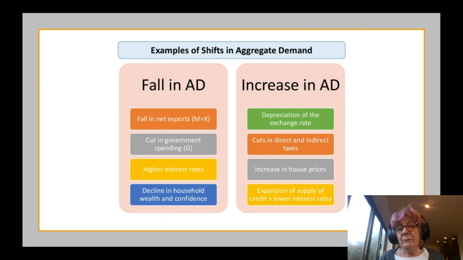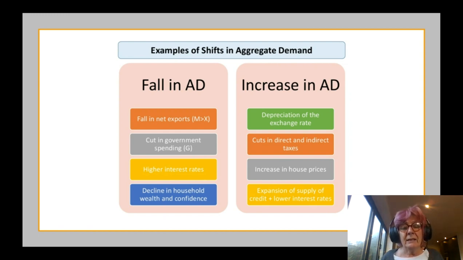And then we've got things like government spending, and where do those governments get their money from? They get it from taxes. So if governments spend less, we're likely to get a fall in aggregate demand. If governments put taxes up, we're likely to get a fall in aggregate demand because people will have less money to spend. On the other hand, if governments decide to cut taxes or increase spending, then we're likely to get an increase in aggregate demand.